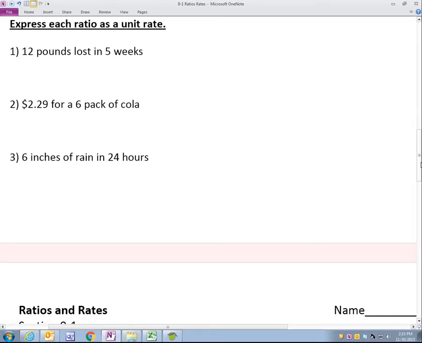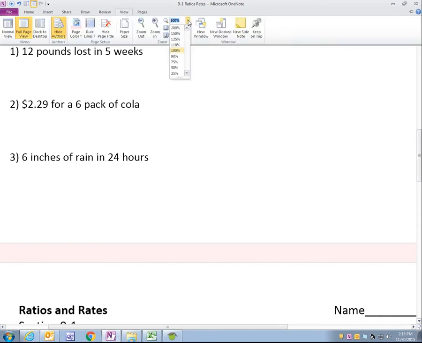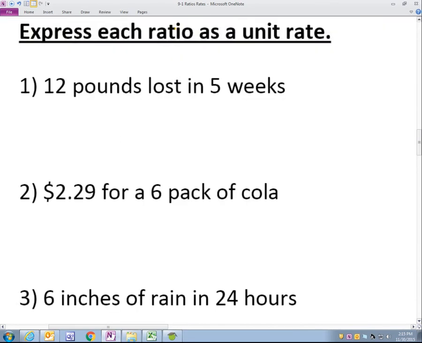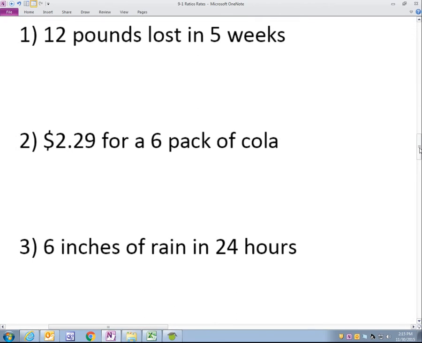Now we're doing each ratio as a unit rate. And unit rates have 1 in the denominator. So let's zoom in a bit so I can write down. 12 pounds in 5 weeks. Now, does the weeks go in the numerator or the denominator for this one? Denominator. So because we want time to be in the denominator. 12 pounds, that's lbs, in 5 weeks.